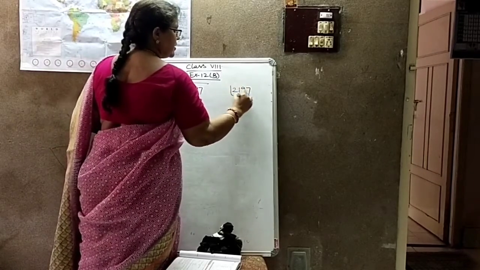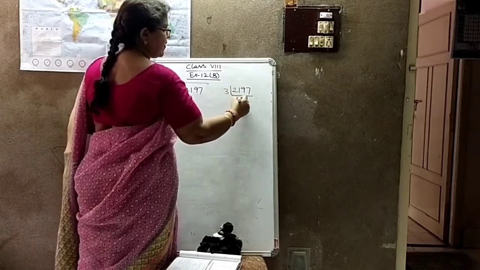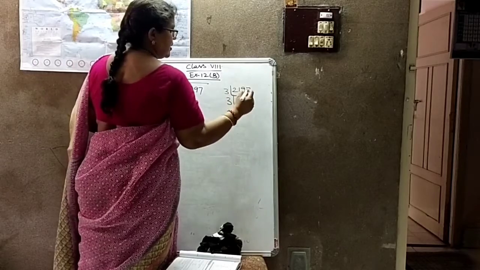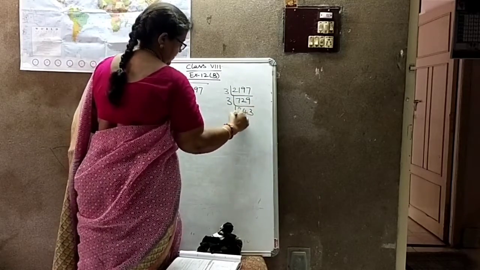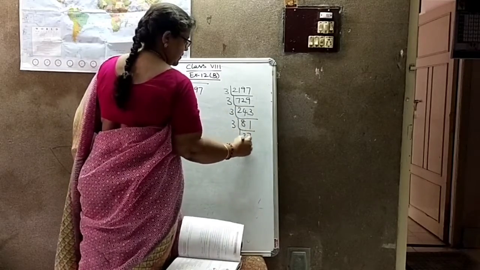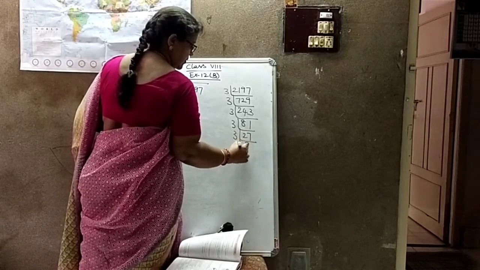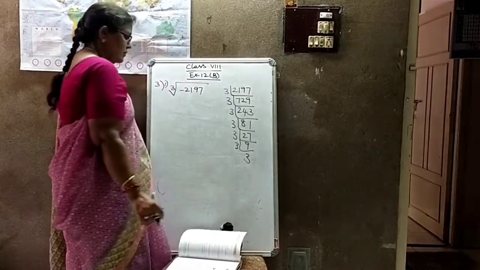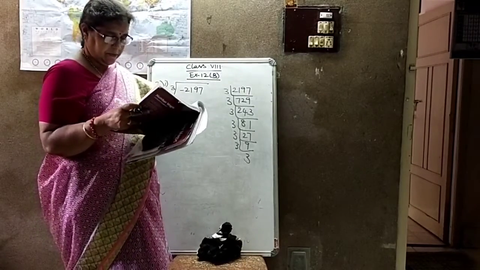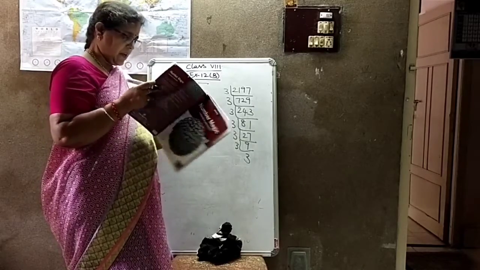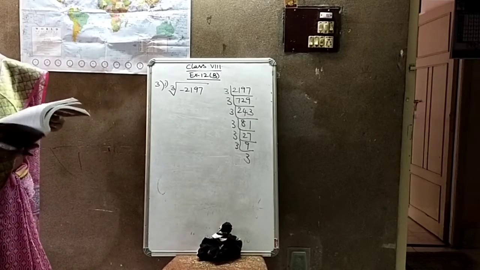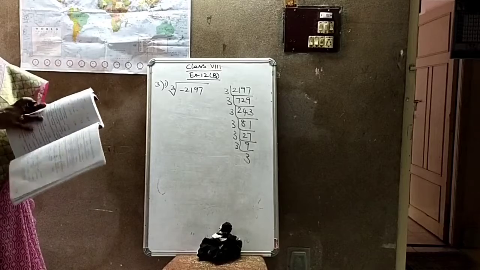2197. When 7 is there, try the 3 table. 3 7s are 21. Again the 3 table. Okay? Right, children? It's not a perfect cube, actually.